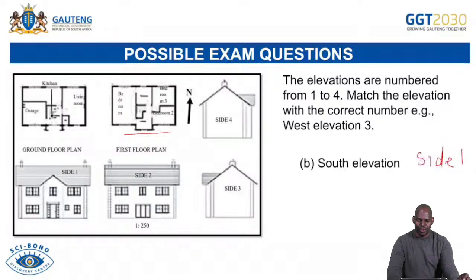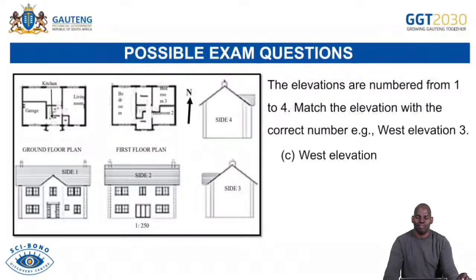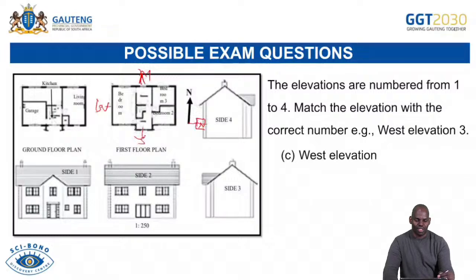Okay, then the next one is the west elevation. So as we indicated, this must be west, and then this must be east, this must be west, and this must be south, and then of course north. Okay, so now the west elevation is this one.